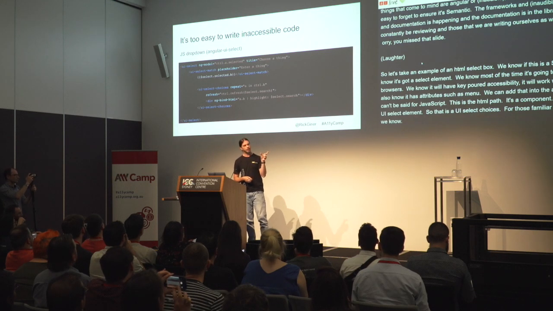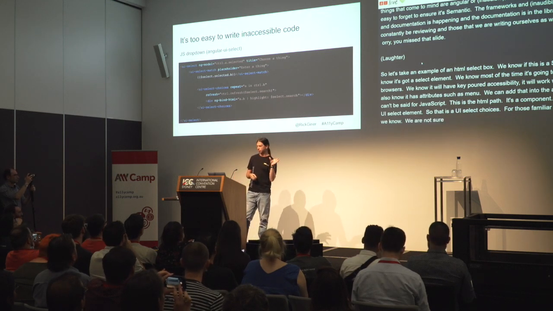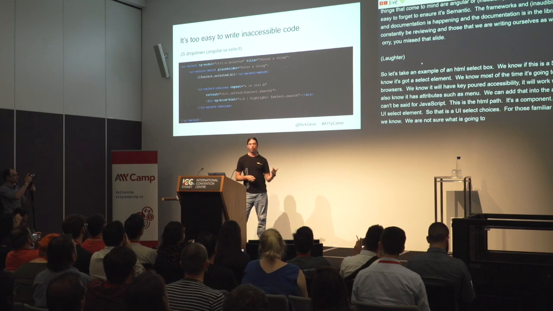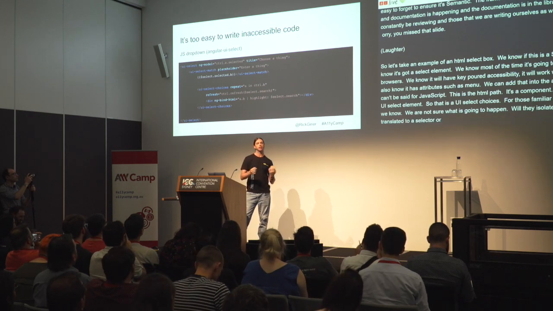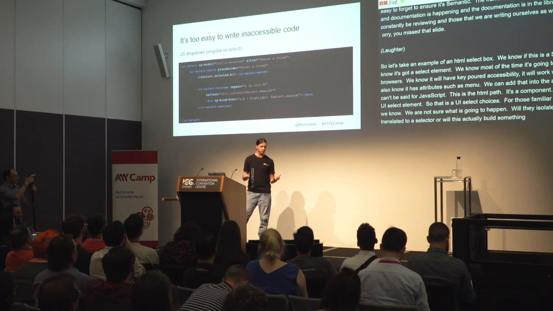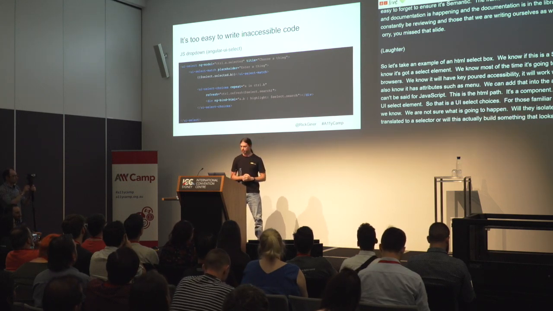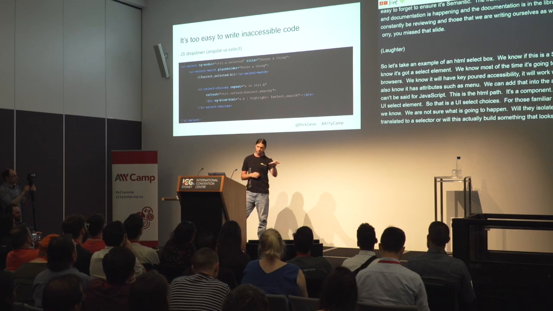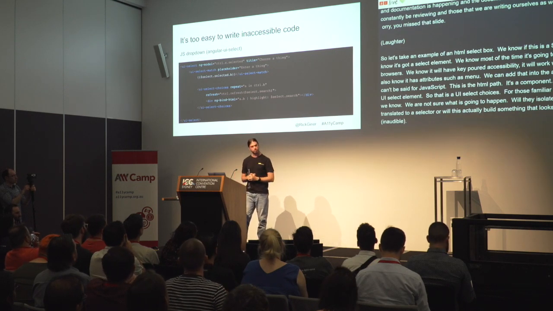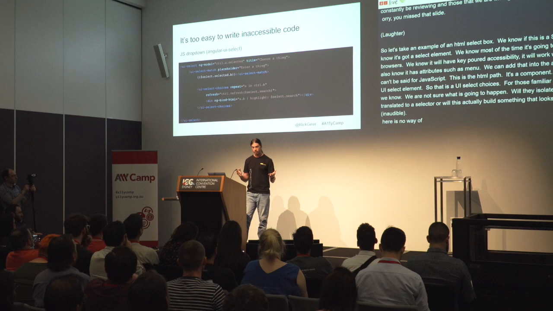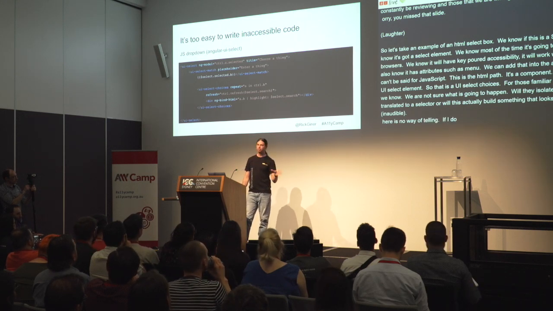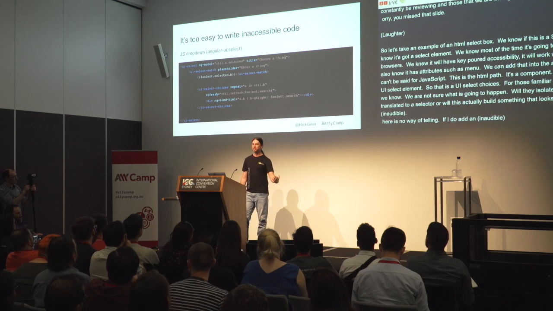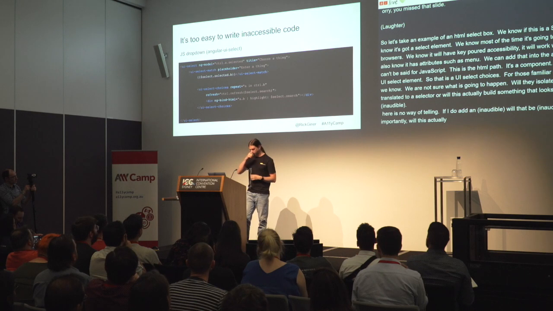Will that UI select end up being translated into a select tag? Or will this actually build something that looks like a select box but is actually an unordered list and a button? There's no way of telling. And if I do add an ARIA attribute in there, will that get passed through to the browser and the accessibility API as well? Or will that disappear when this is transcribed? But most importantly, will this actually work? Will we be able to use this with a screen reader and a keyboard?